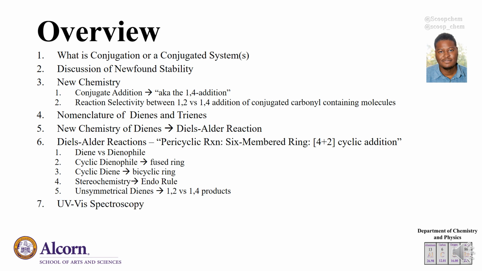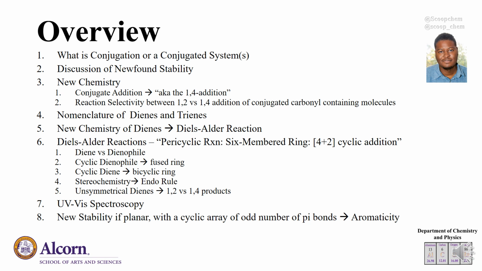UV-vis spectroscopy is briefly discussed. And lastly, if I have a planar cyclic array of an odd number of pi bonds, I get a new class of stability that we refer to as aromaticity, and that will lead us into chapter 16.